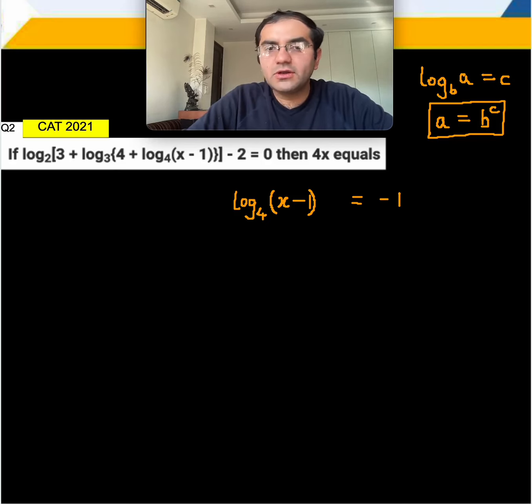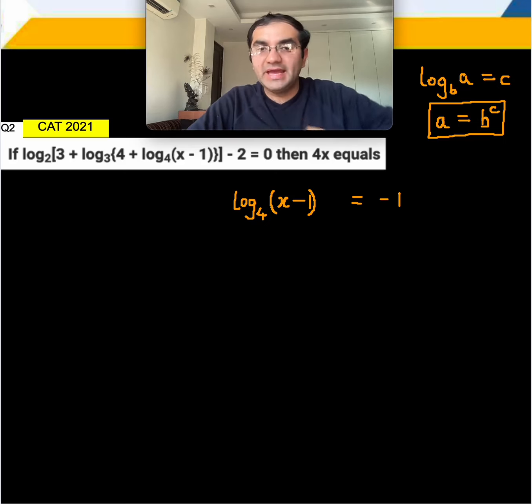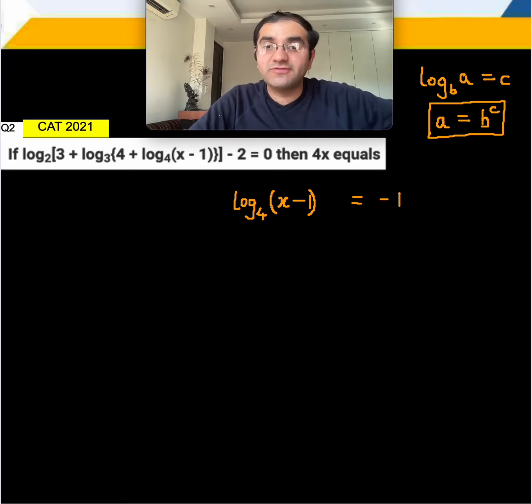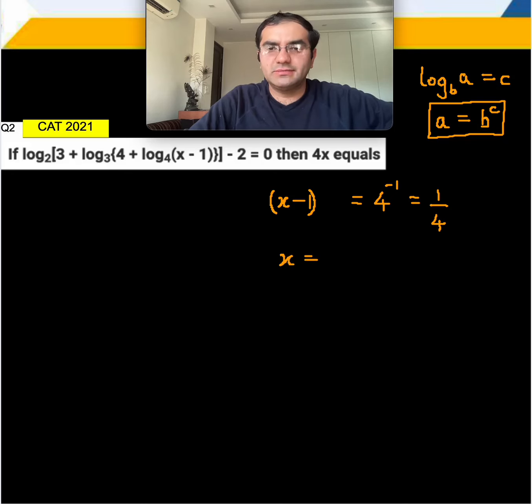And again remove the log, argument x minus 1 becomes equal to base 4 to the power minus 1, which is 1 by 4. x minus 1 is 1 by 4. x becomes 5 by 4. So 4x becomes 5. 5 is the right answer for this elementary logs question.